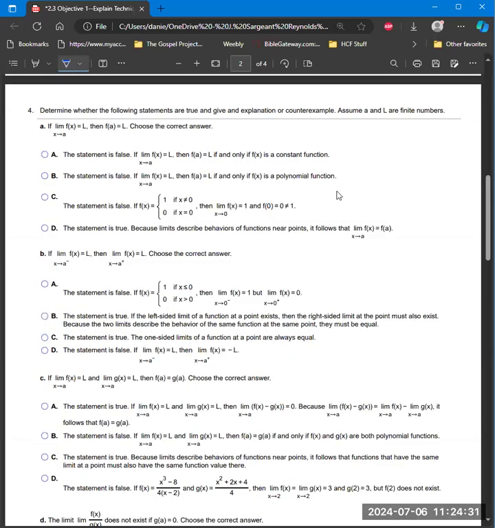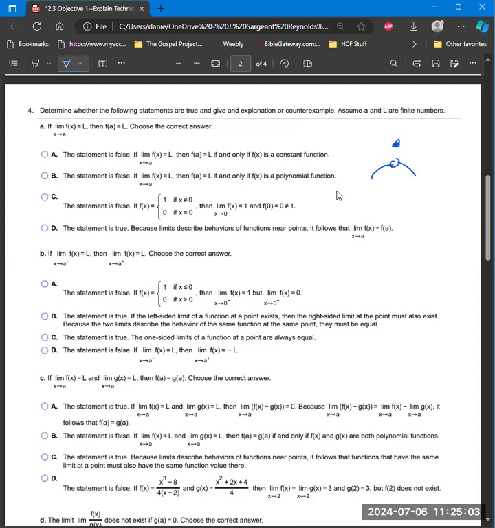Determine whether the following statements are true and give an explanation or counterexample. Assume that a and L are finite numbers. So if the limit of f of x as x approaches a is L, then f of a is L. That's not necessarily true. We could have the limit exist and have the point separate from it. For example, I could have a function that would look like that.